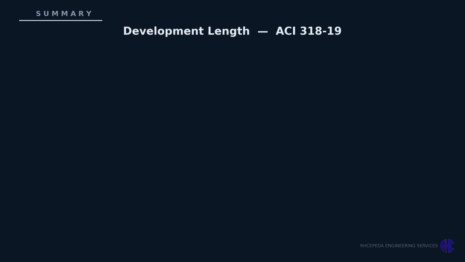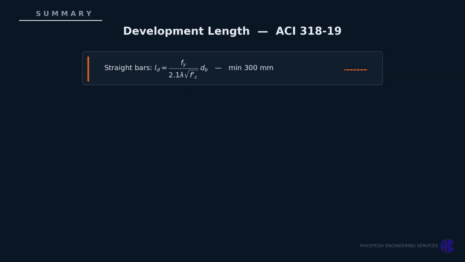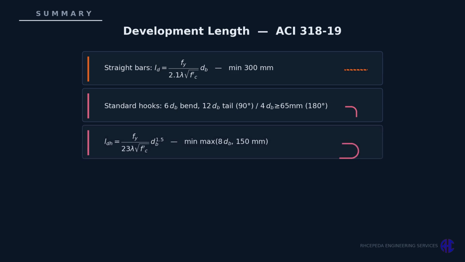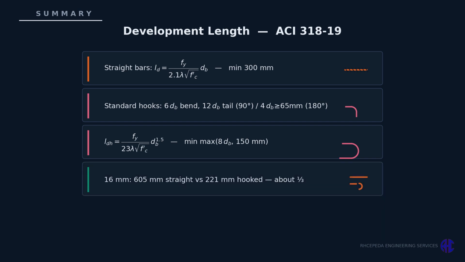Let's recap. Development length is the embedment that lets a bar yield before it pulls out. Straight bars, Fy over 2.1 lambda root F prime C, times dB, about 38 diameters in typical conditions, never less than 300 mm. Standard hooks, 6 dB bend and 12 dB tail for 90 degrees, and LDH growing with dB to the 1.5, about a third of the straight length. Anchor the bar, and only then count on it.